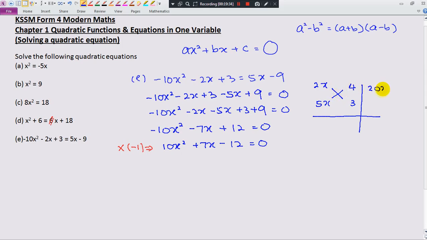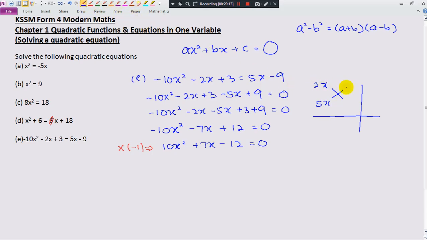This is 20x. 5 times 4 you get 20, right? 20x. So 2 times 3 you get 6x. This is multiply, multiply, and plus. These two add up together, you need to get positive 7x. Is that possible? Positive, negative, negative, negative, or negative, positive? I think this is not possible, right? So we know that this combination is actually not correct. So we have to redo it again.